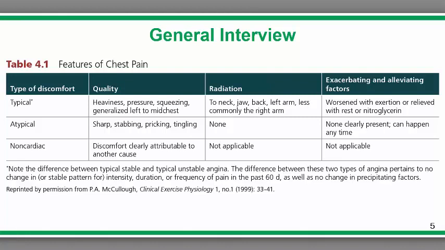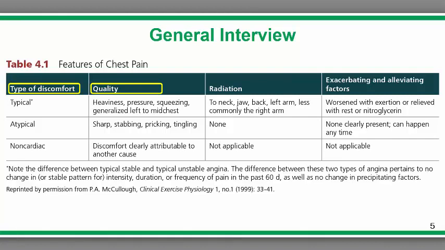On this table here, table 4.1, this table relates specifically to the different features of chest pain, and there are three basic types of discomfort, what's referred to as typical chest pain, atypical, and non-cardiac chest pain. And under these three categories, these are categorized by the quality. So with the typical feature of chest pain, some of the symptoms include a heaviness or pressure in the chest that is usually located either in the middle or just slightly over towards the left.